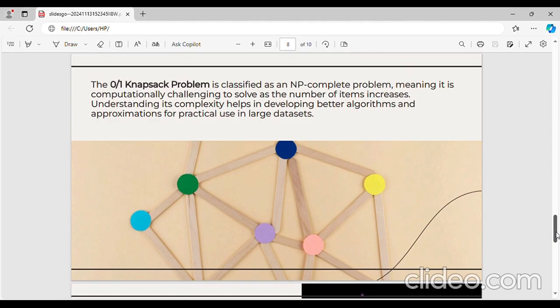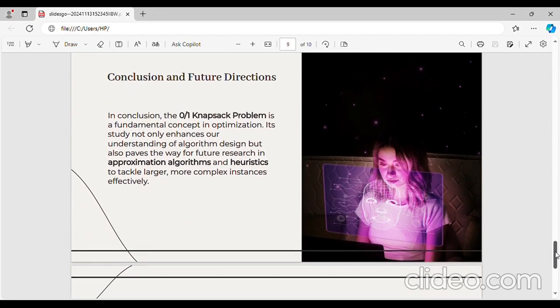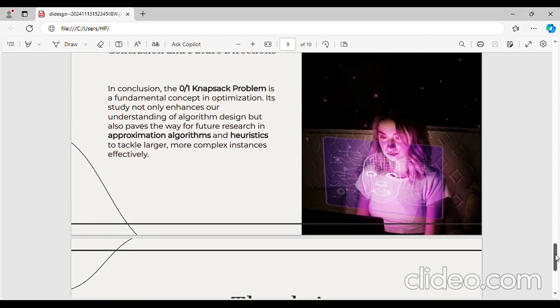The 0/1 knapsack problem is classified as an NP-complete problem, meaning it is computationally challenging to solve as the number of items increases. Understanding the complexity helps in developing better algorithms and approximations for practical use in large databases. So, in conclusion, the 0/1 knapsack problem is a fundamental concept in optimization. The study not only enhances our understanding of algorithm design, but also paves the way for future research in approximation algorithms and heuristics to tackle larger, more complex instances effectively.